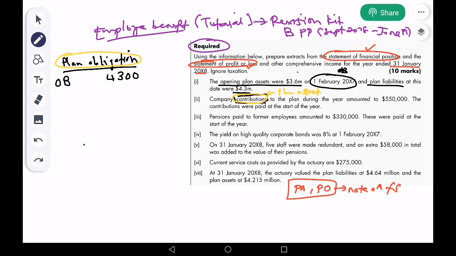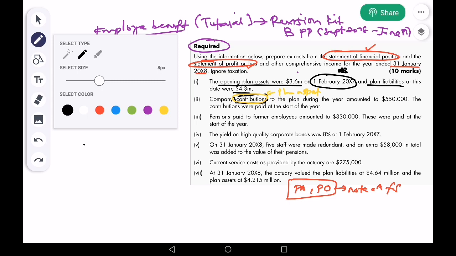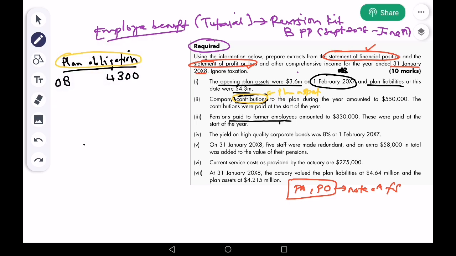Next, class, as you can see, paid to former employees amounted 330. This will affect your plan asset, and also your plan obligation. Now we are focusing on plan obligation. So class, remember to put this, sorry to inform you, because it's 4.3 million, so 000. Okay, next, when it comes to benefit paid, how much do you have to pay? 330.